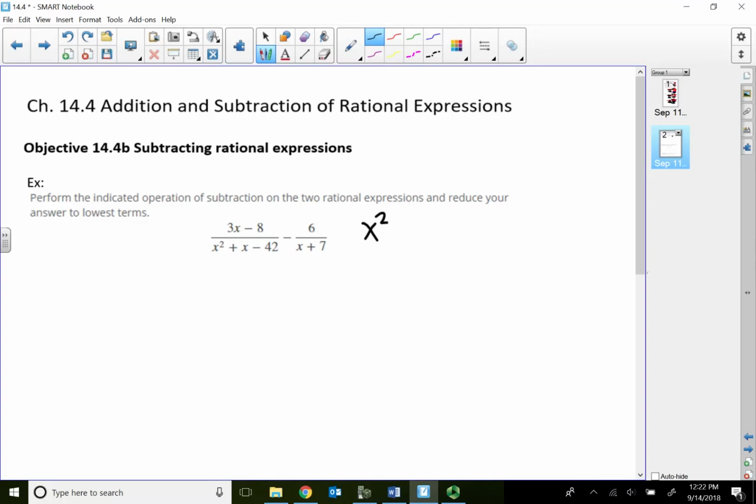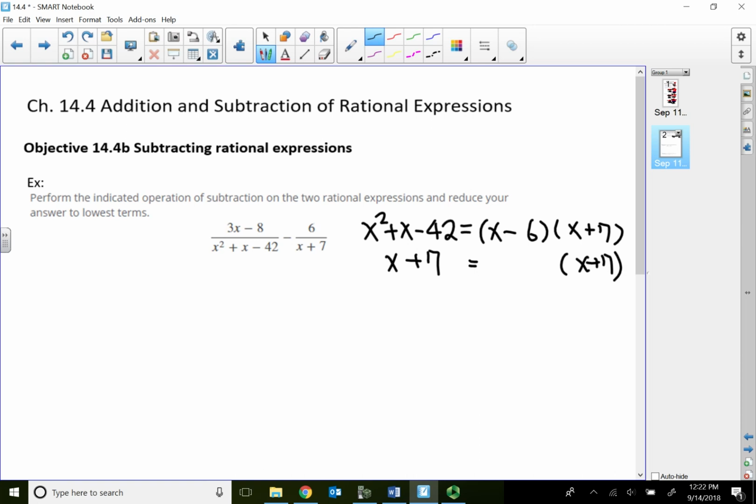x squared plus x minus 42. Let's find the LCD by first factoring each denominator. So x and x, 6 and 7 is 42. So that will be positive 7 on the outer, negative 6 on the inner. All right, the other denominator is x plus 7. That cannot be factored, so that will still be x plus 7.